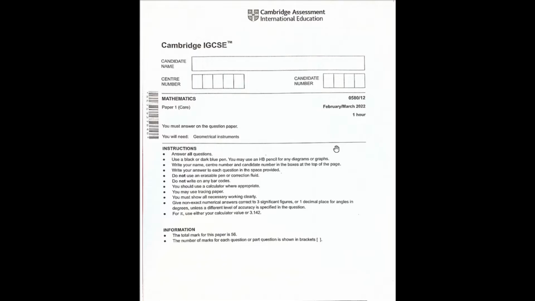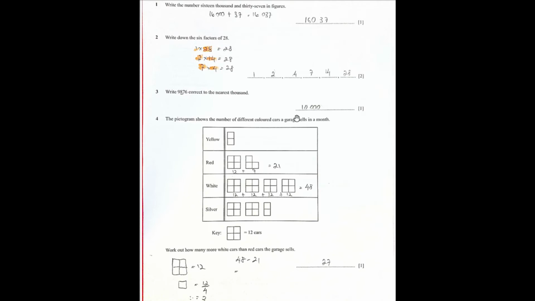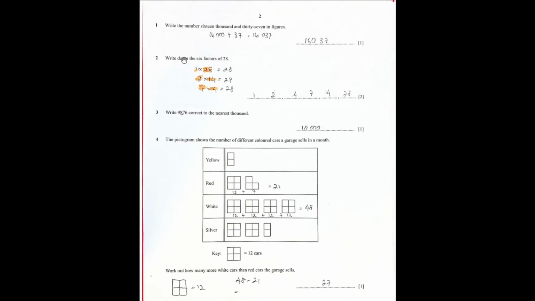So, today we will be solving paper 1 core of February-March 2022. So, without further ado, let's solve the first questions.